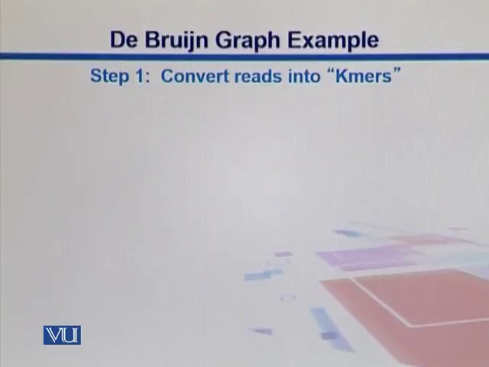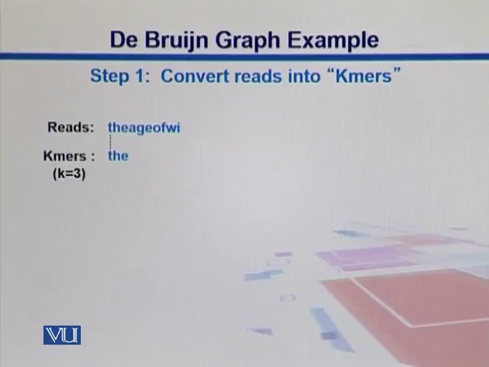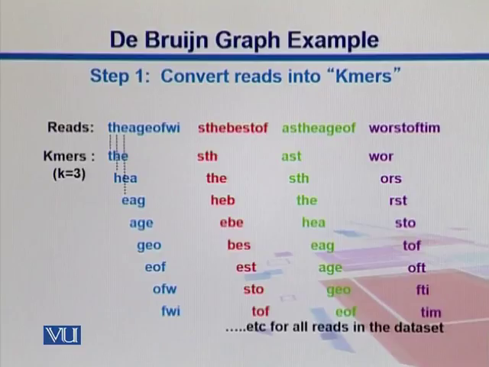So let's try this de Bruijn approach. We convert those reads into k-mers. Here we select our k-mer size as k equal to 3. We take read 1, and it can be broken down: first we start with THE, next we start from HEA, then EAG, and so on. In this way we get those k-mers from this read and from the rest of them. In the end we have broken our reads into k-mers.